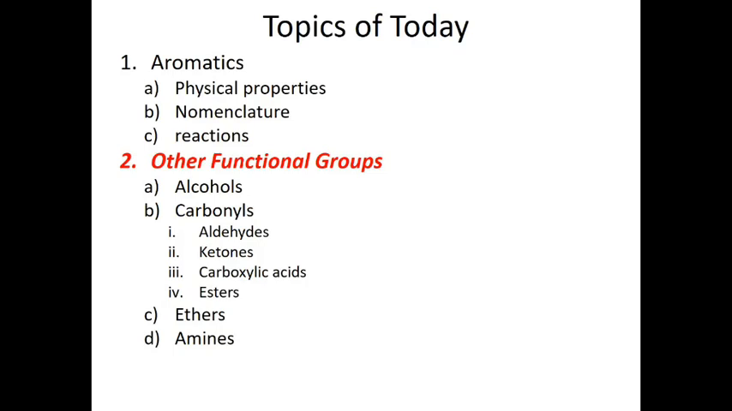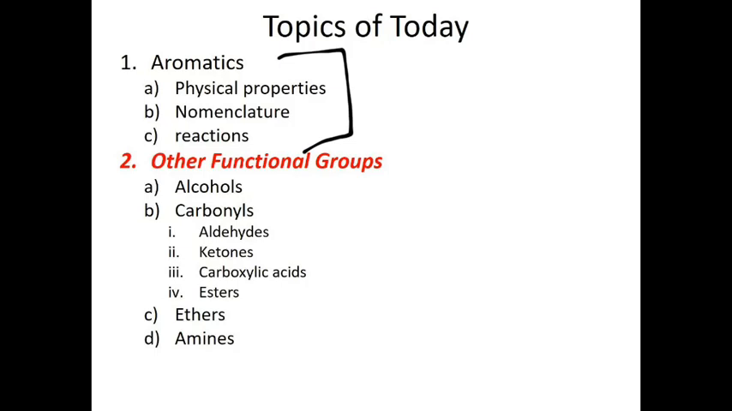So we're going to have a conversation in organic chemistry here. All this aromatic stuff we went through nice and slow so you could see how it works. Now, for each of our subsequent functional groups, we can go through this so much faster because you know what to do. You need to know the physical properties, you know the nomenclature, and you need to know the reactions.